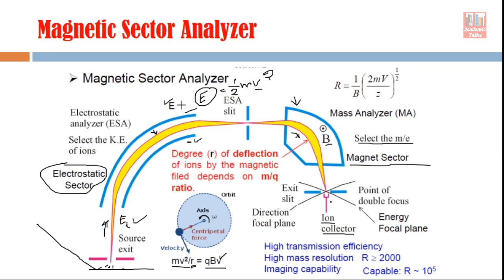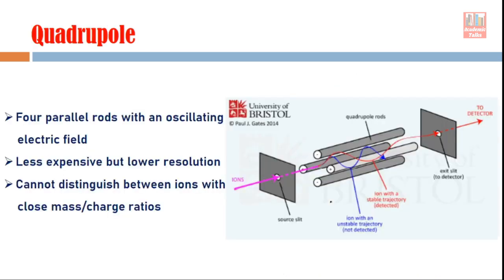Now this is one particular technique for detection of mass to charge ratio of the secondary ions. Now let's talk about the second technique. This is quadrupole. So in this technique, what happens? We have parallel rods with an oscillating electric field. You can see here there is this A, suppose this rod, and opposite to this rod there is another rod, A dash. I am naming it. So there is an oscillating electric field applied between A and A dash.